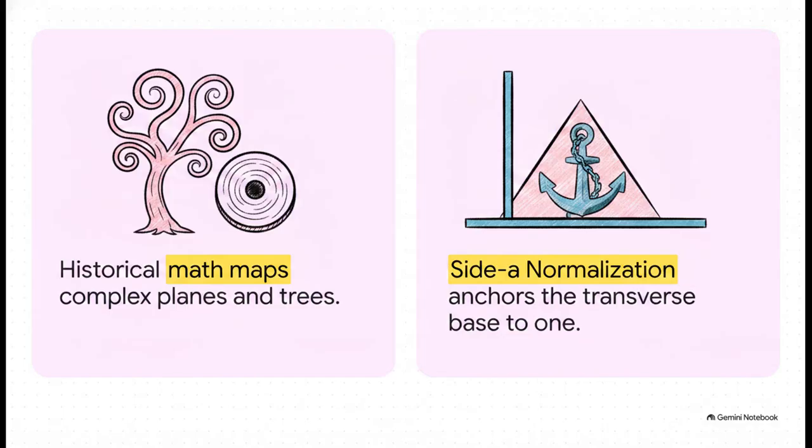All right, to really get this, we kind of need to look at the foundational math. Historically, we had some brilliant minds trying to map this out. Think Cayley-Farey with his fraction trees back in 1816, or Arthur Cayley mapping complex planes around 1846. They were trying to solve the incredibly tricky problem of how to cleanly represent this geometry. But this paper introduces an incredibly elegant modern breakthrough called side A normalization. Instead of using those messy complex maps, it just anchors the geometry by fixing the transverse base of a right triangle, side A, to exactly 1.